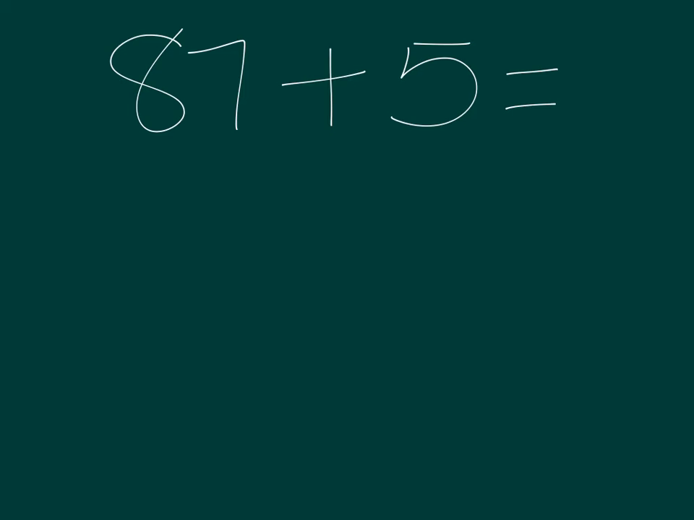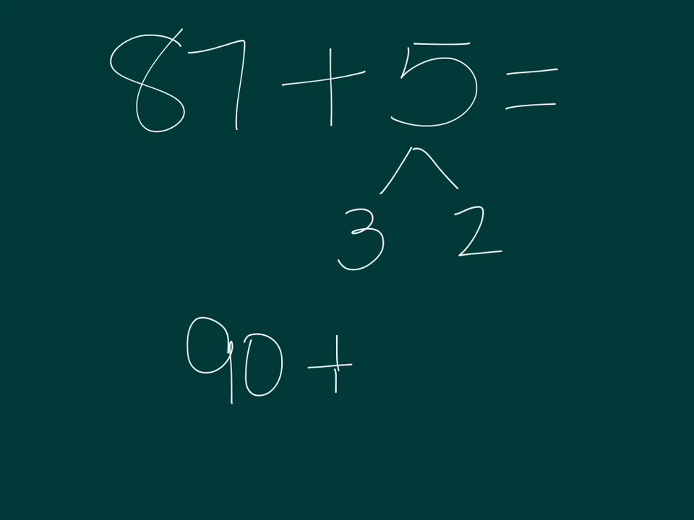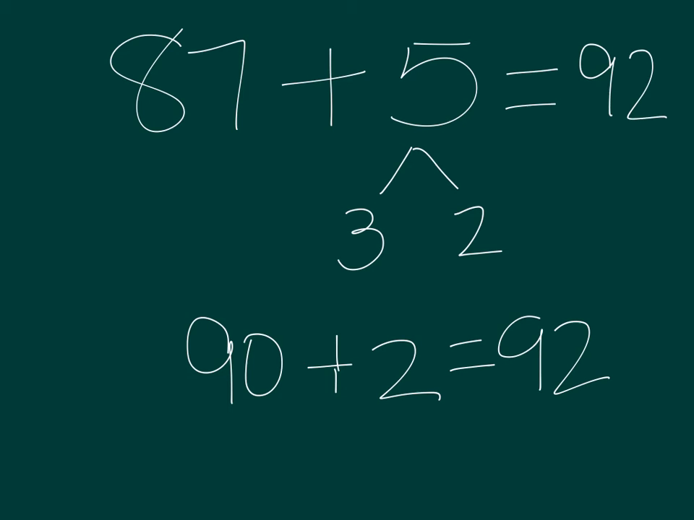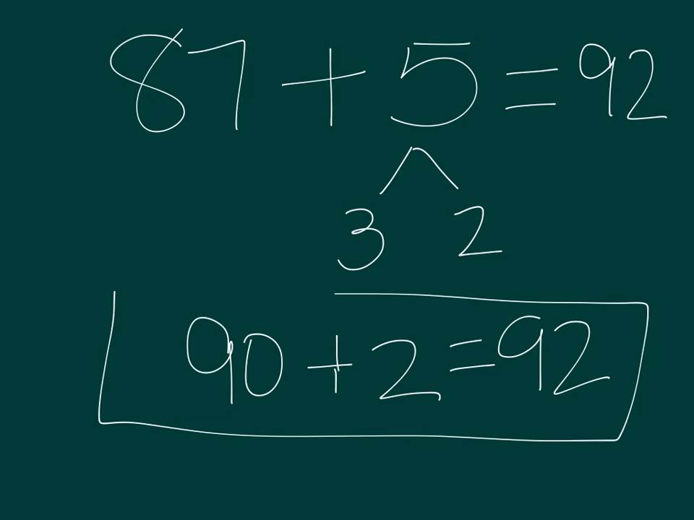Alright, so let's look at the 87. The next 10 would be 90. So I need 3 more in order to make 90. Then I need to complete that 5 by putting a 2. So we're going to bring that down. And it's going to be 90 plus 2, which would equal 92. So 87 plus 5 is going to equal 92. Your 10 plus fact, or the next 10 plus fact, makes it easier for you to add.